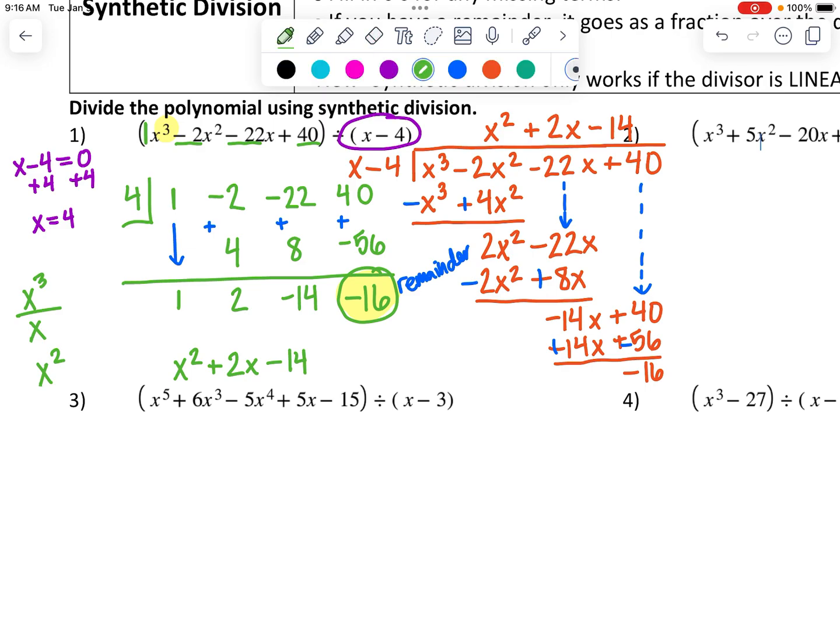Then I have a minus 16, but remember we always are writing that remainder over our divisor, so x minus 4, back to that original divisor.